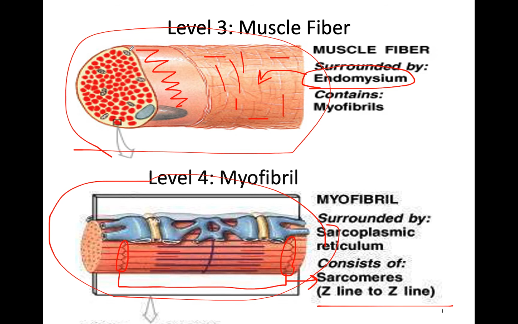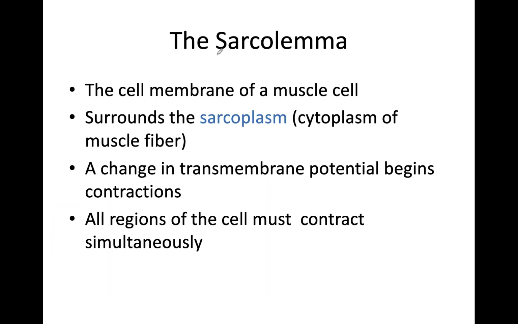Remember, all cells that exist in this world all have a cell membrane. You can call it a cell membrane or a plasma membrane. They're made up of a lipid bilayer. But because it's found in a skeletal muscle, we're not going to call it a cell membrane. We're going to call it a sarcolemma. So the sarcolemma is the name of the cell membrane that's surrounding a muscle fiber, aka a muscle cell.